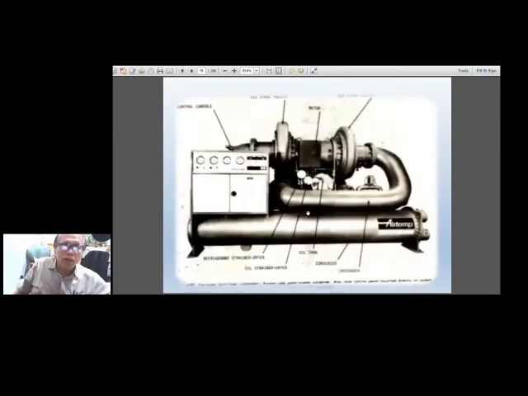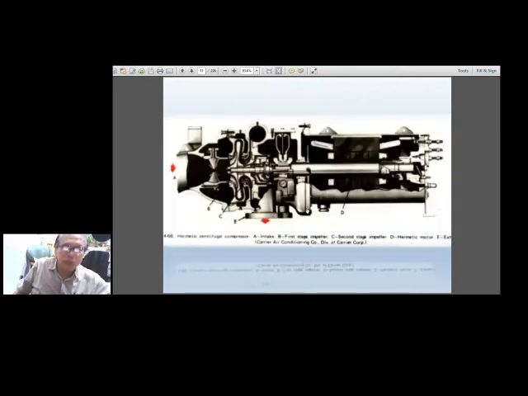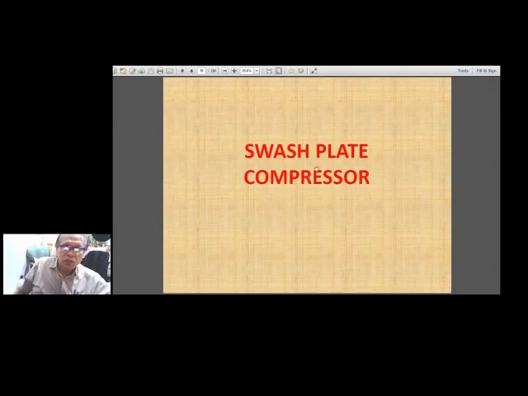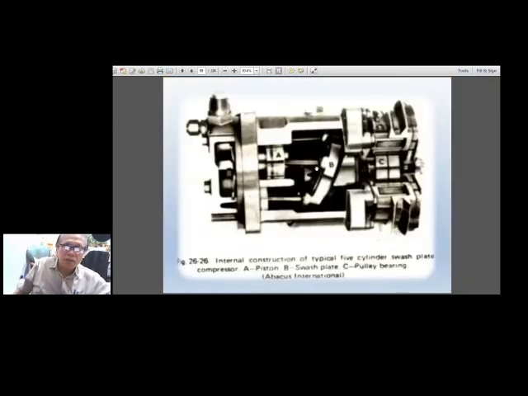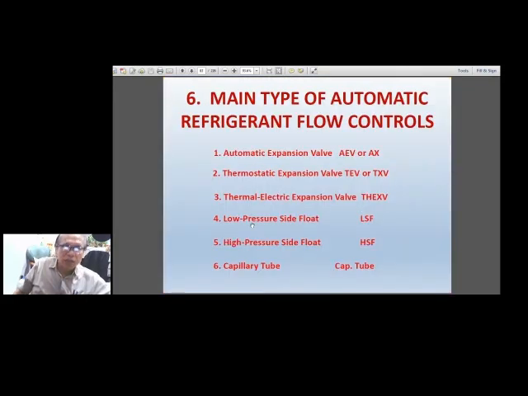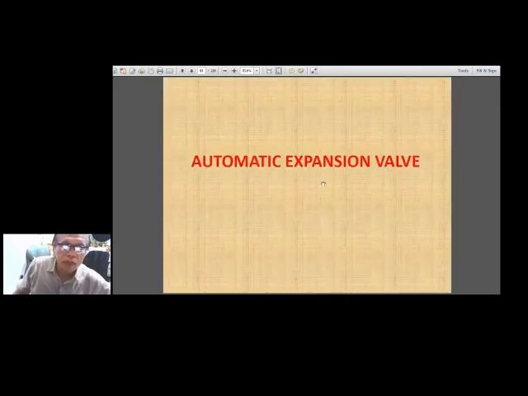So mechanical, mahirap unawain ha. Anyway, swash plate compressor. Hindi ko rin kabisado yan. Then refrigerant control. Main types of automatic refrigerant flow controls: automatic expansion valve, thermostatic expansion valve, thermal electric, low pressure, high pressure side float, capillary tube.